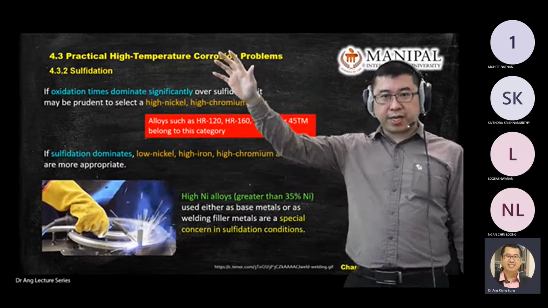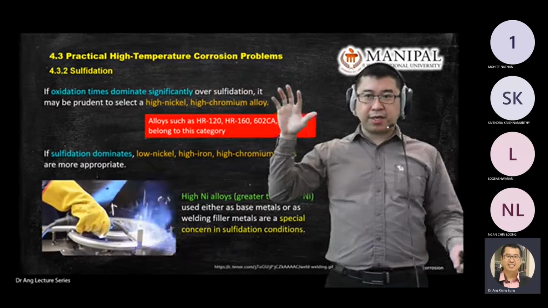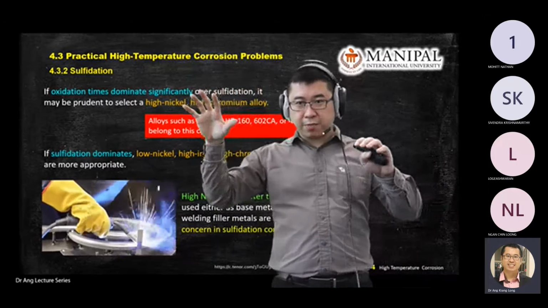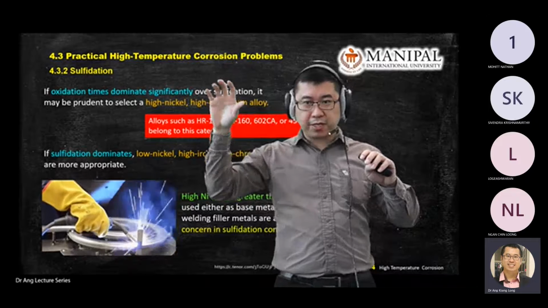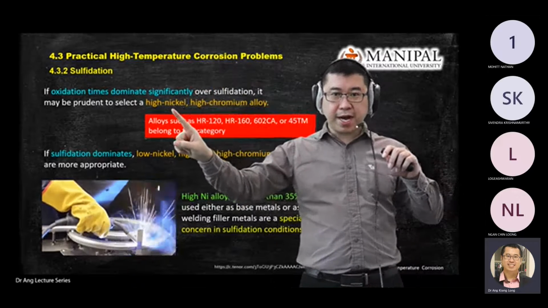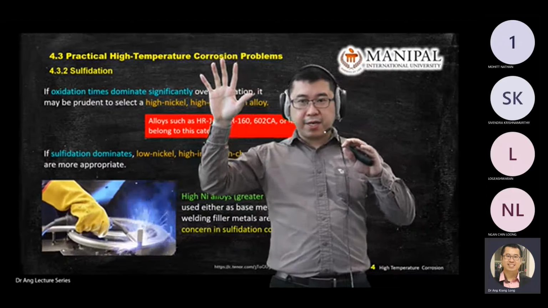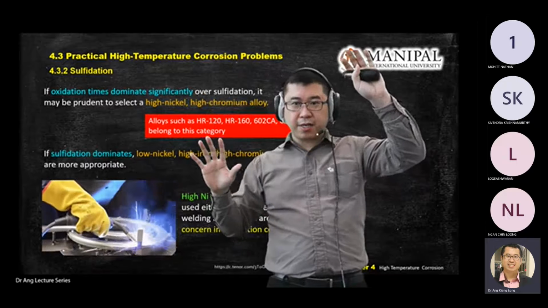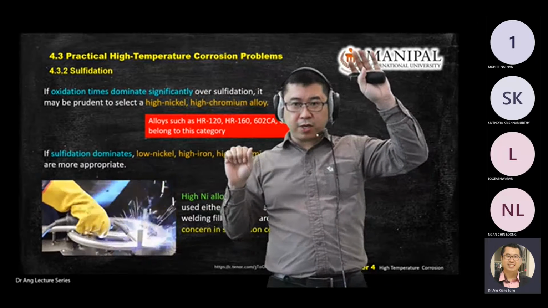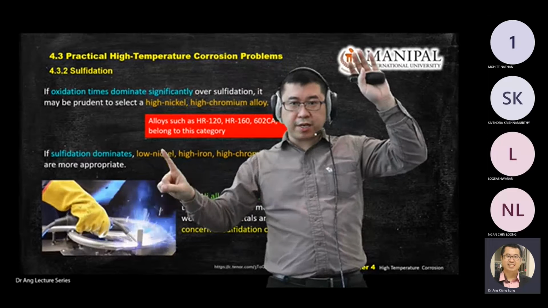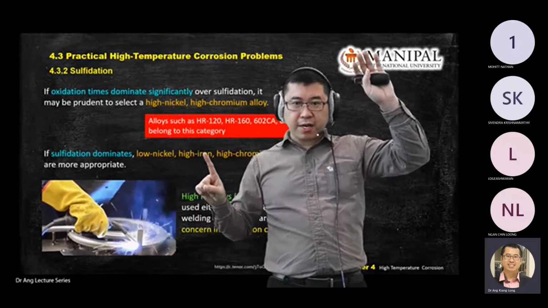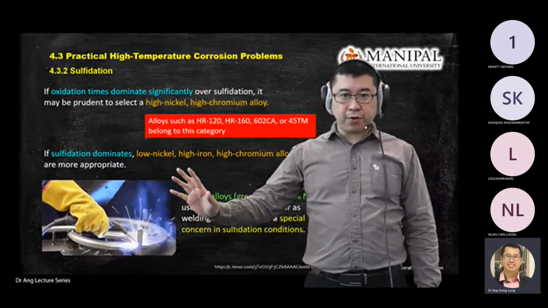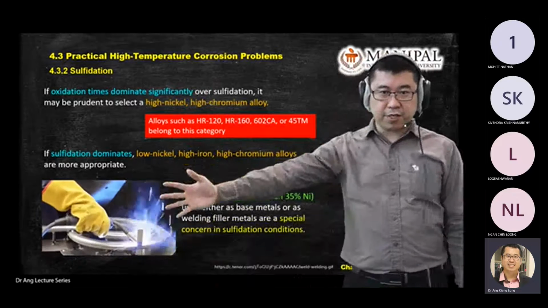If you're working in a high temperature corrosion environment, you have oxidation problems and sulfidation problems. If these two problems exist in the operation, and oxidation dominates, you use high nickel, high chromium. However, if you have the opposite environment, where sulfidation dominates, even though there is oxidation happening, what you do is reduce the nickel, you use low nickel, high iron, high chromium. Okay, for the material. This is the difference in choosing material.